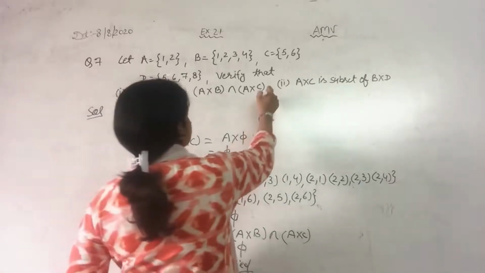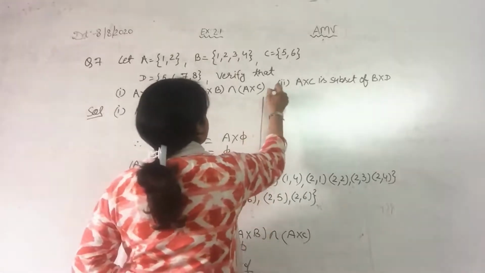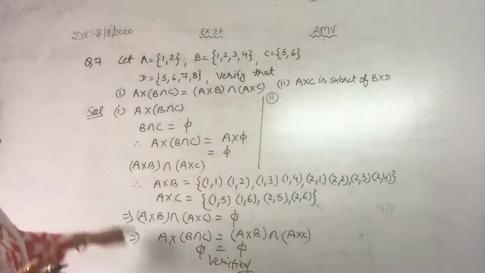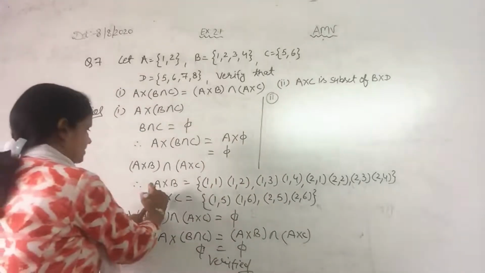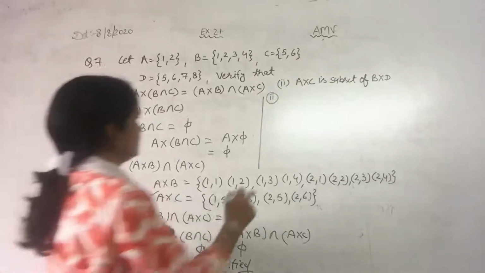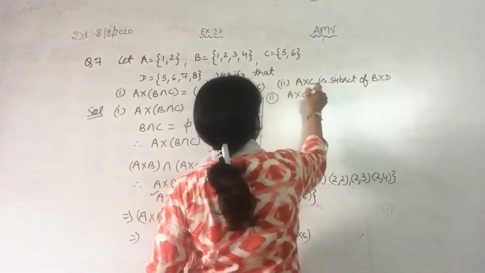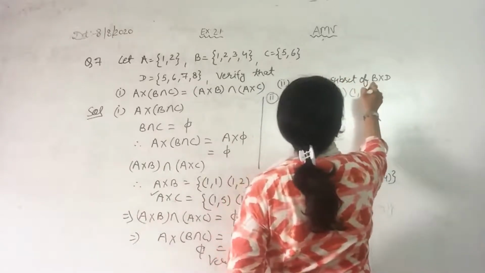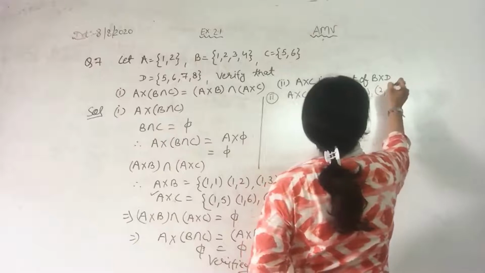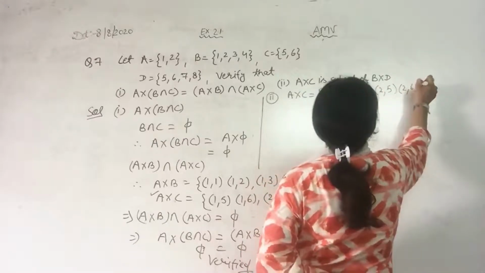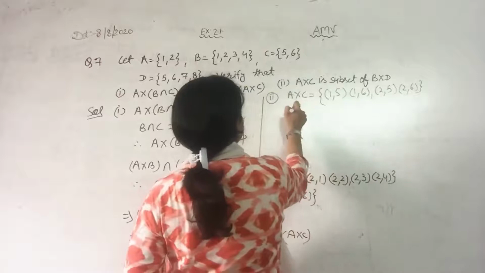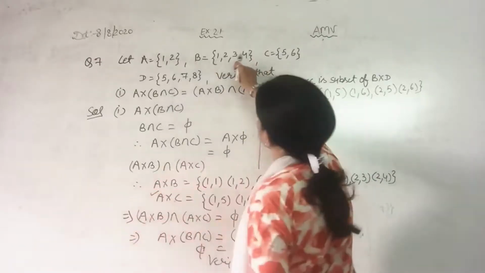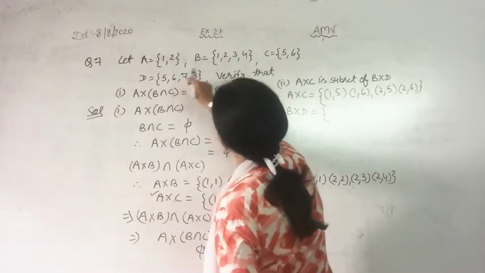For the next, the second part, first find A×C. We have already found A×C from here. So write A×C is (1,5), (1,6), (2,5) and (2,6). Okay, and now find the Cartesian product of B×D. Here B is {1, 2, 3, 4} and D is {5, 6, 7, 8}.